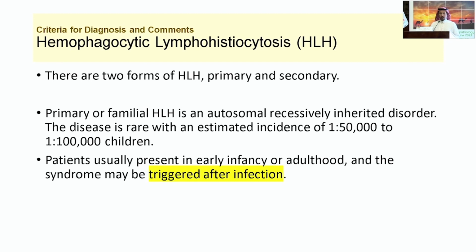We have two main categories for HLH, which are either primary or secondary. The primary or familial type of HLH occurs in around 1 in every 100,000 children. The patient usually presents in early infancy, though adulthood is possible, and the syndrome may be triggered by infection.